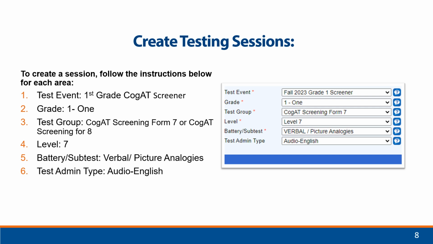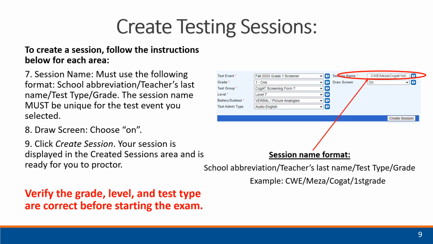Then the fourth slot is the level. Please double check that you are selecting level 7. The battery subtest, please select verbal picture analogies. And then the last step is selecting audio English. After you select test admin type, which is audio English, your next step will be to create the session name. The session name format should be the following: school abbreviation, teacher's last name, test type, which is CogAT screener, then grade, which is first grade. I have provided an example below.